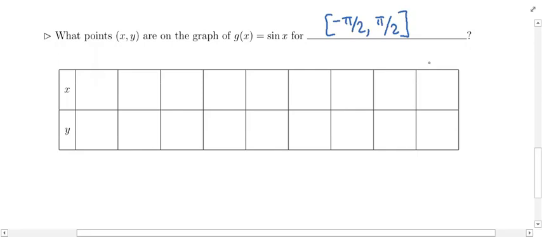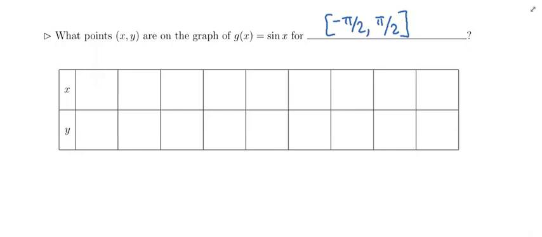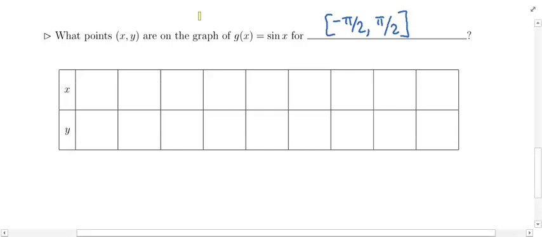Okay, so what we're going to do is make a table of values. If you read above, the table's already set up for you. It says: what points (x, y) are on the graph of g of x equals the sine of x for this new restricted domain. We are still making a table of values for sine x. We have not gotten to the inverse yet.